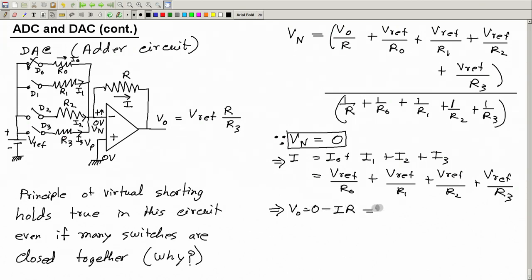Now I is this much, so this will get multiplied by R. Therefore, we can write this as Vref, let me take Vref common: 1 over R0 plus 1 over R1 plus 1 over R2 plus 1 over R3, this is I. So, minus I times R, this is VO. So, this will be the output voltage provided all these switches are closed, right, then only these currents will flow.